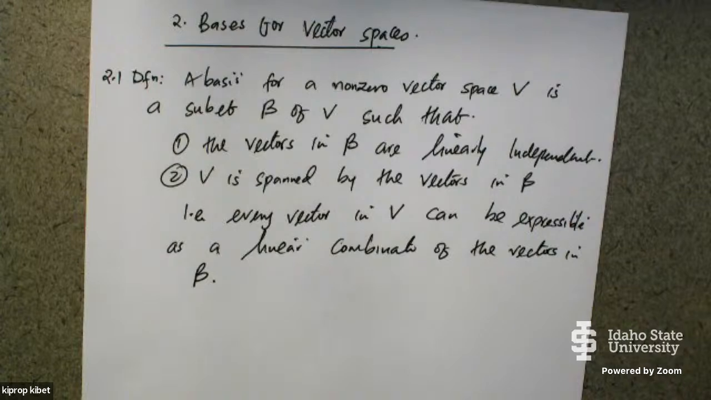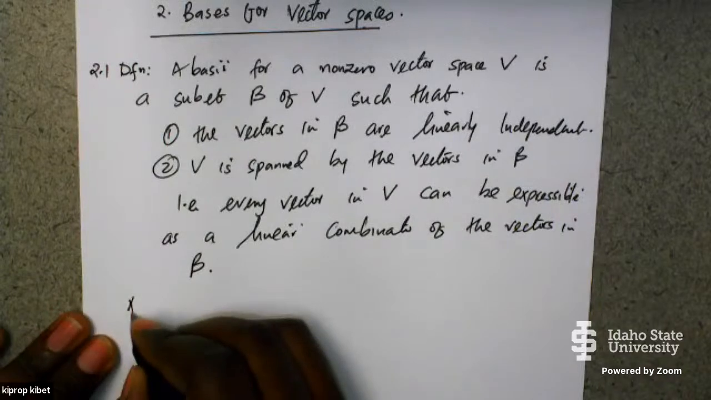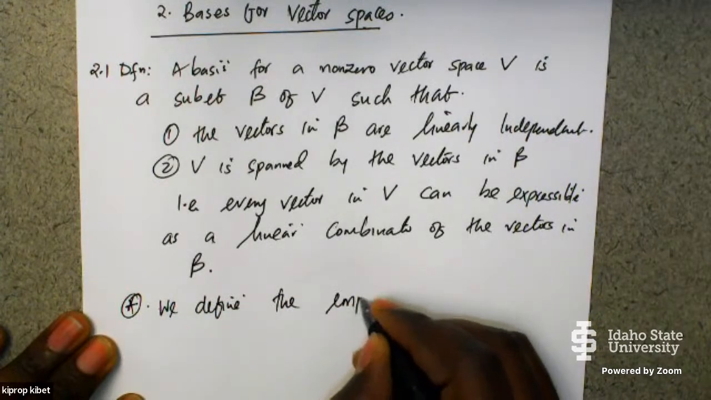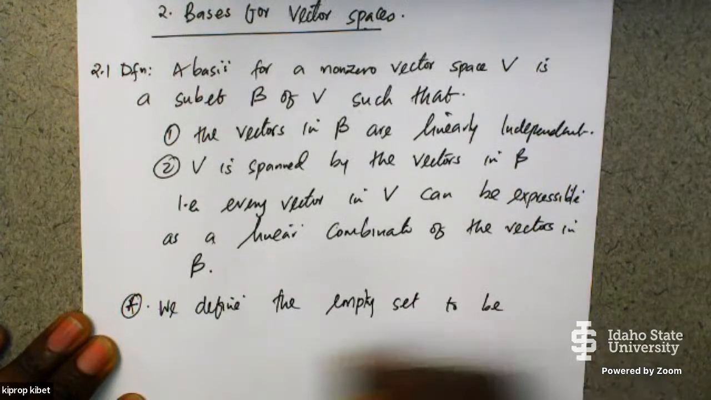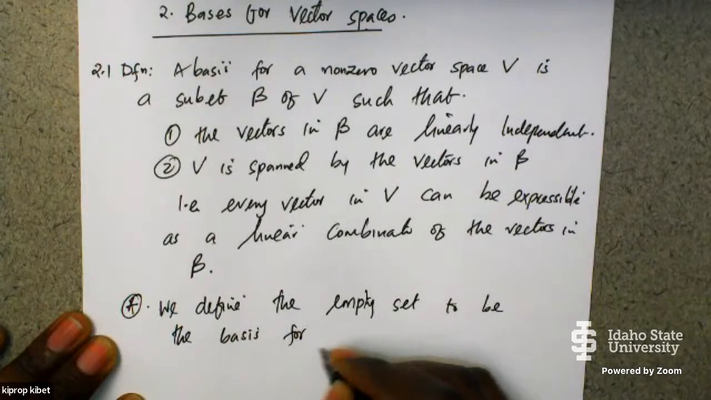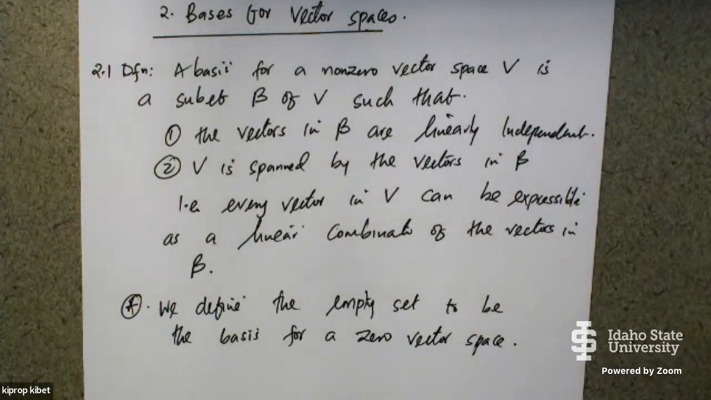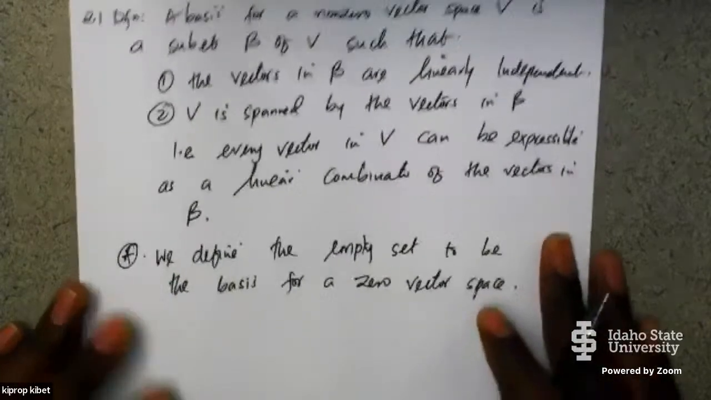So basis, we call it beta. B is a subset of V such that one, it is linearly independent, and two, it actually spans V. We define the empty set to be the basis for the zero vector space.